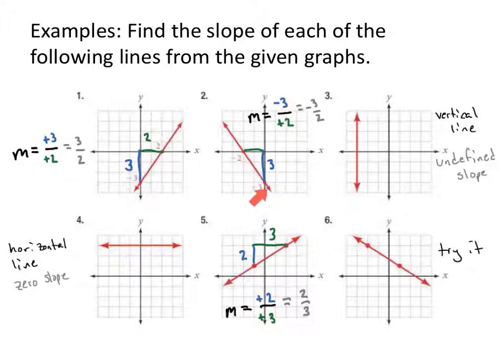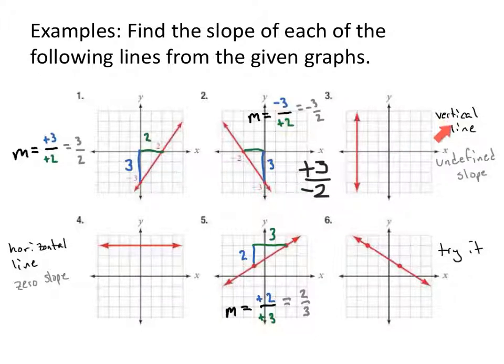In example 2, from a point at negative 3, I can go up 3, and then to the left 2. Or I could have started here at (-2, 0), right 2, down 3. Notice that's negative 3/2. Notice if you go up and left, it's also negative 3/2, so it doesn't matter which order you go in.